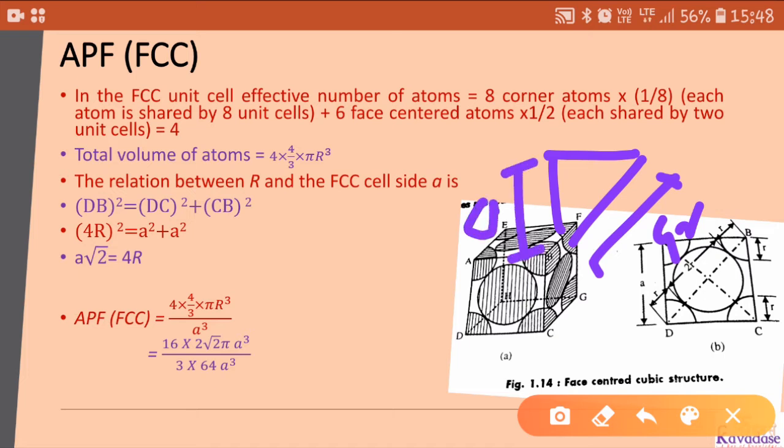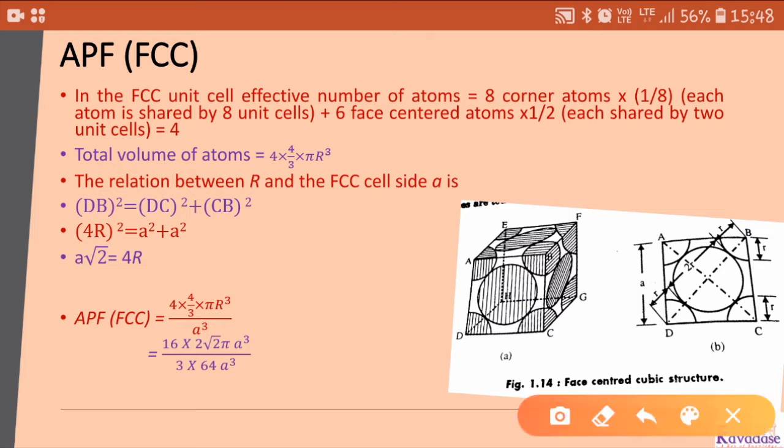Okay, so by Pythagoras theorem you can find out the relationship between A and R. Here we have implemented Pythagoras theorem. That's DB square is equal to DC square, where DC I have taken from this lower circle, plus CB square.